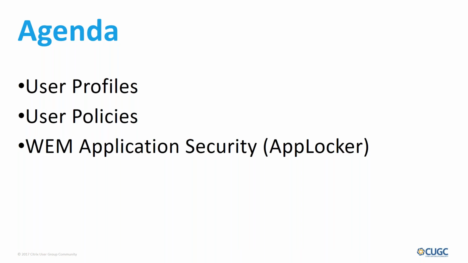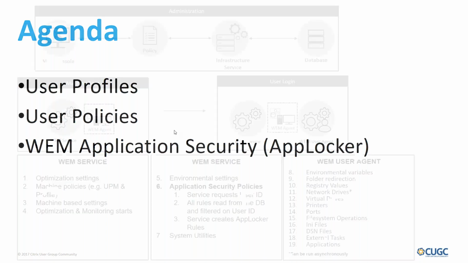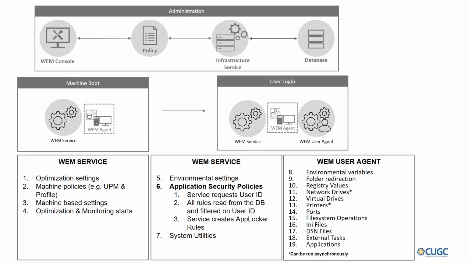Then we'll get into a little bit of the application security that WEM now can offer, which is also known as AppLocker. Just to give you a little bit of background for those that haven't implemented WEM or don't really know what it is really about, this is actually how it works. So the WEM service on machine boot will load the optimization settings, which we'll cover very briefly. It'll download the UPM and any other profile technologies that you're using and set those up. And that's about all the machine-based settings besides what your agent's going to do, when it checks in, what it's going to use, that kind of thing. And then the optimization and monitoring starts. At that point, the machine stuff is done.